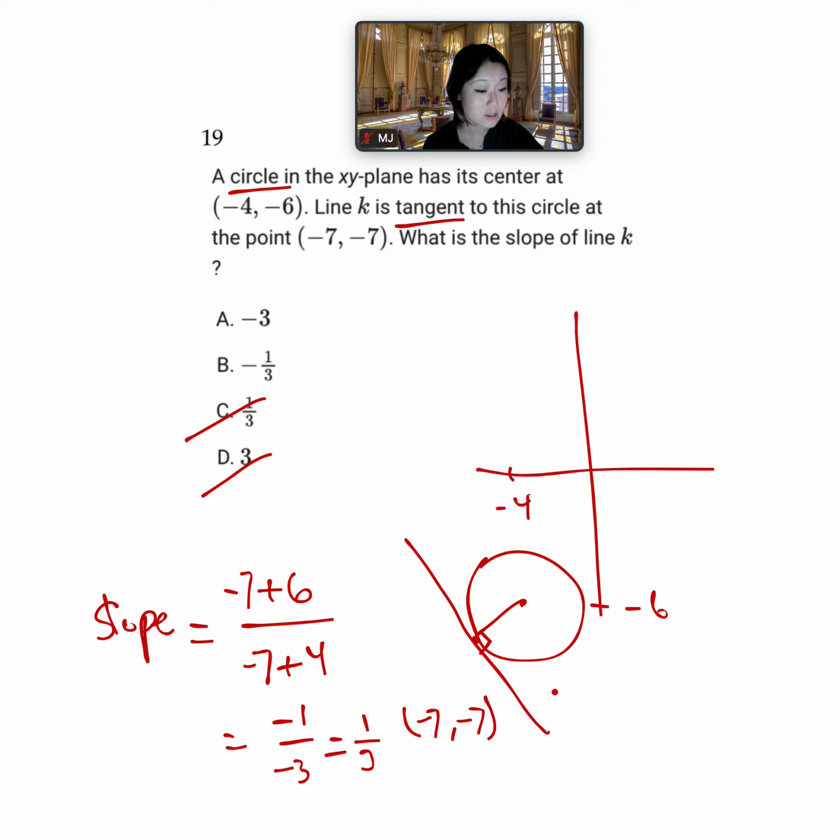And there is a little rule that you want to memorize. This line right over here has a slope of 1 over 3, and you're looking for the perpendicular slope. The perpendicular slope is always found by flipping the sign and also taking the reciprocal. So the slope of this line is going to be -3, which is A.